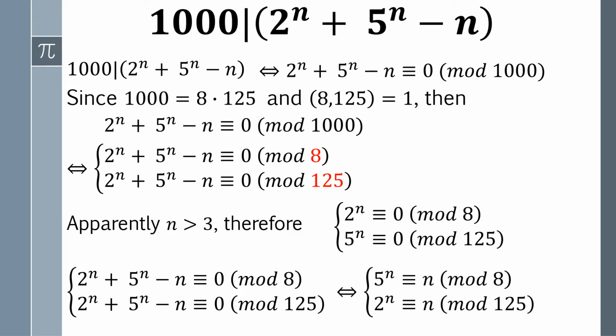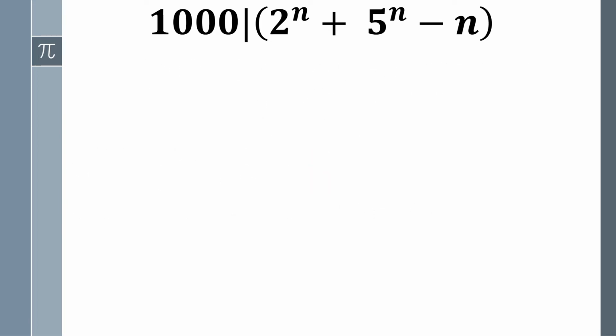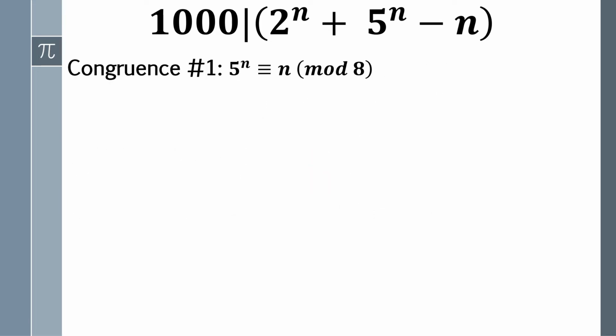And then, the two relationships can be written as 5 to the nth power is congruent with n modulo 8, and 2 to the nth power is congruent with n modulo 125. Those are the two congruence relationships that we need to solve. Let's start with congruence number 1. 5 to the nth power is congruent with n modulo 8.